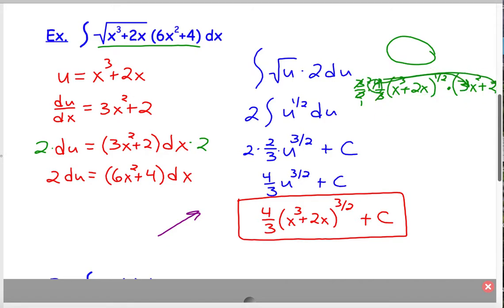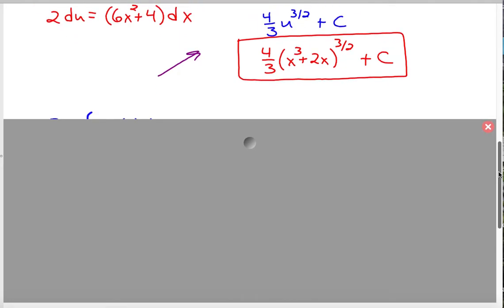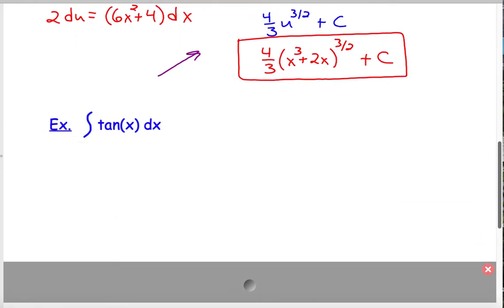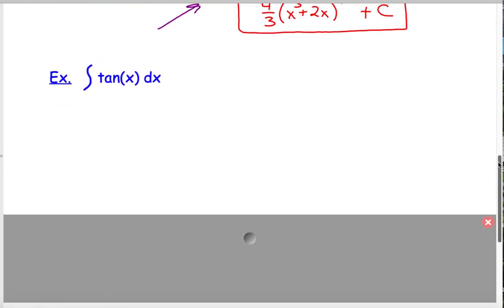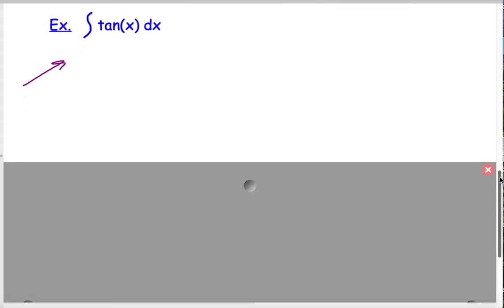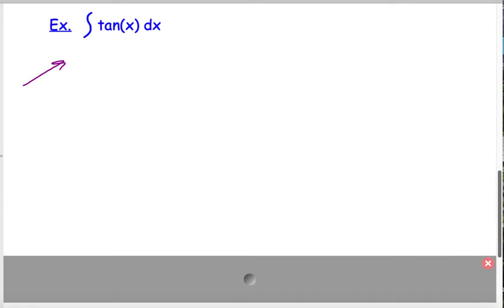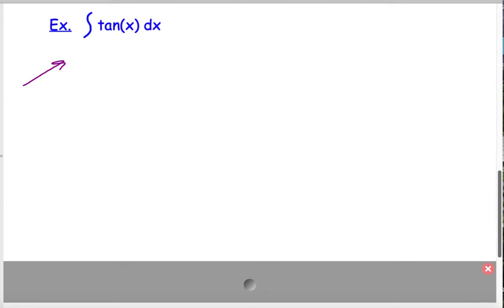Let's try one more example. See if you catch on to this. Once again, maybe you want to try this on your own first. So hit pause, give it a shot, and then come back and see how I work through it. Okay, we want to find the integral of tangent of x.